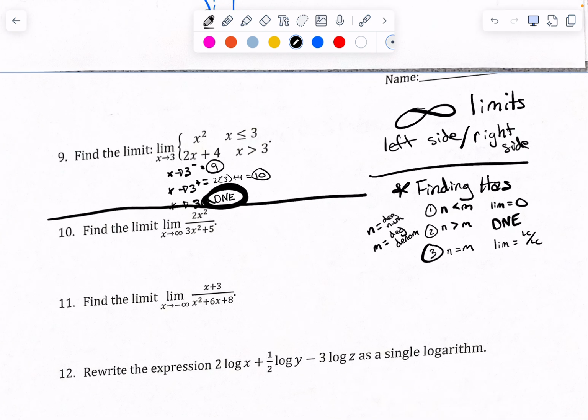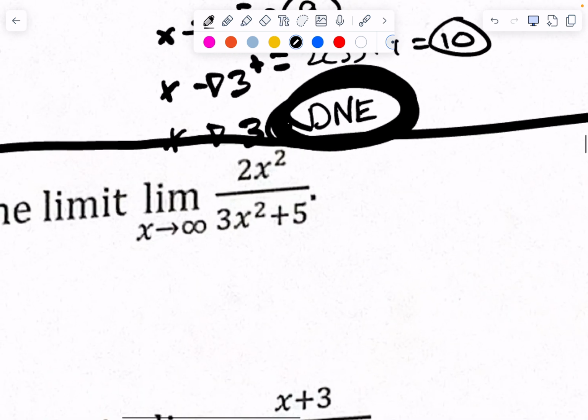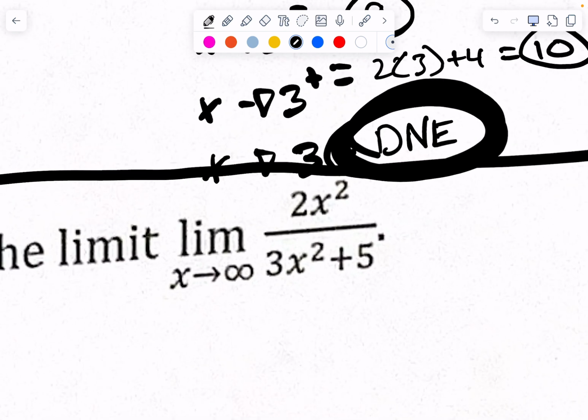So number 10. Am I going too fast? Okay, number 10. We're going up to infinity. So this is like saying what's happening as he goes forever to the right side. Is he approaching an HA? Does he have an HA? Yeah. The HA is going to be at 2/3. So the limit is going to be 2/3.